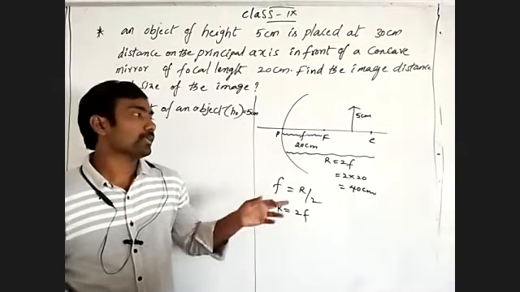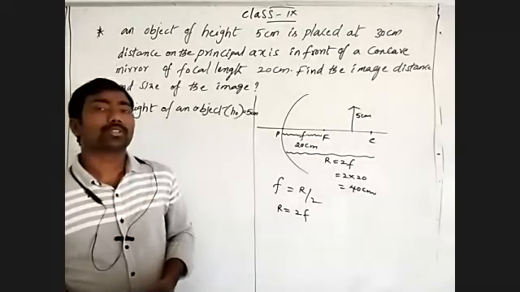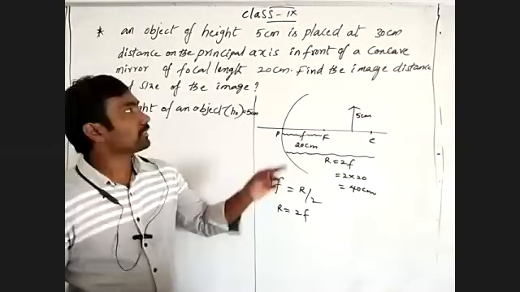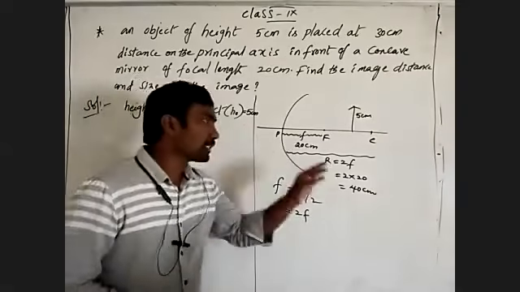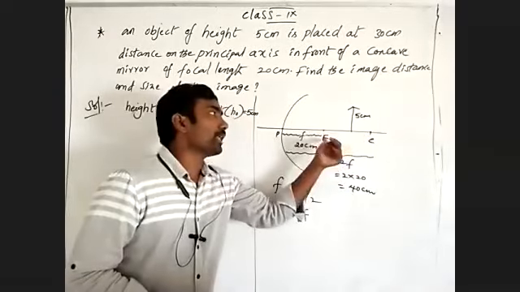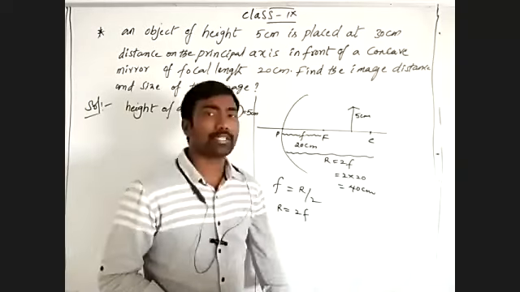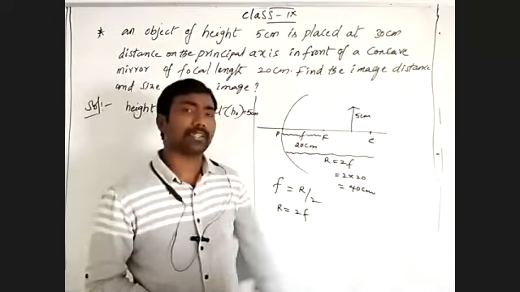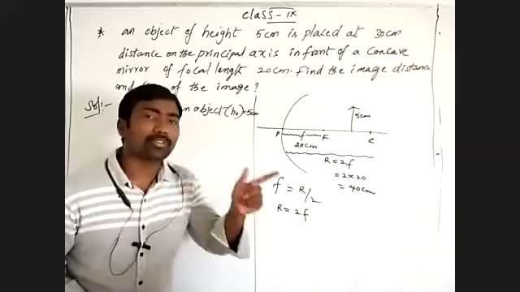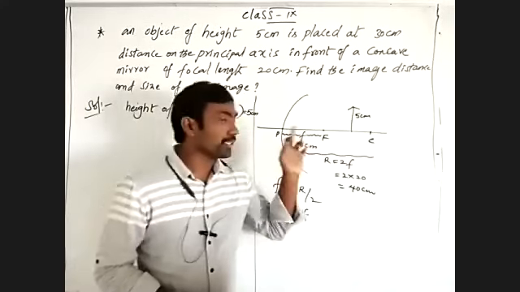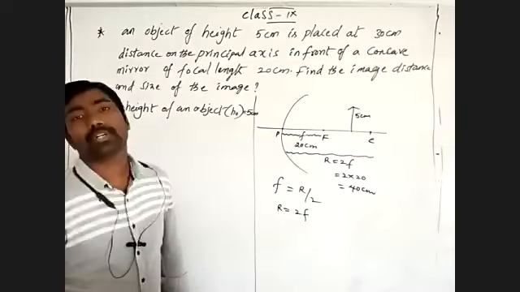Beyond the center of curvature means the image distance should be more than 40. That is what they ask: find the image distance. So it must be more than 40, because the object is placed between focus and center of curvature. So the image should be beyond the center of curvature, and the image distance should be more than 40 centimeter.